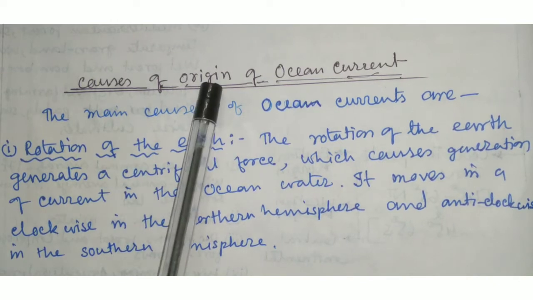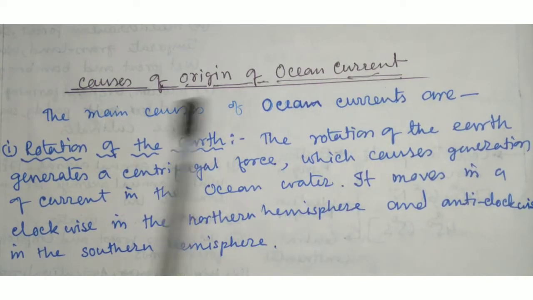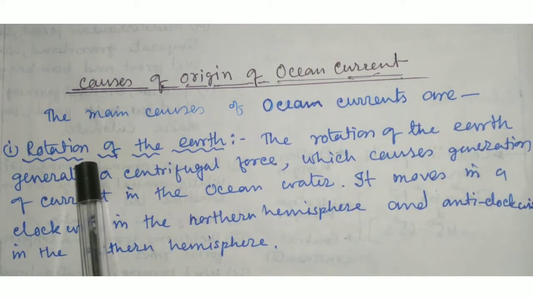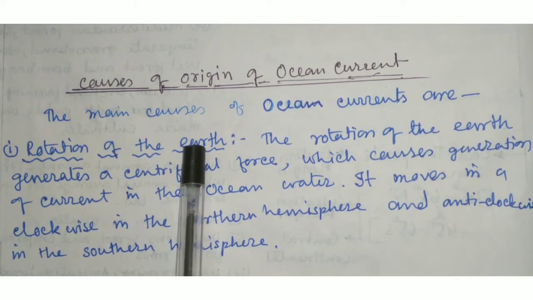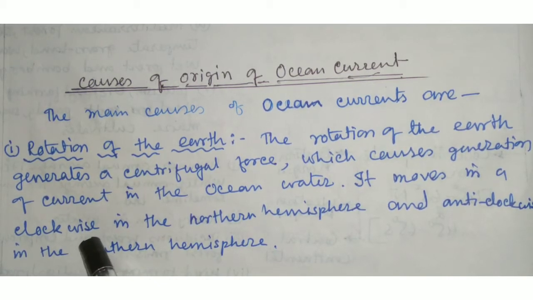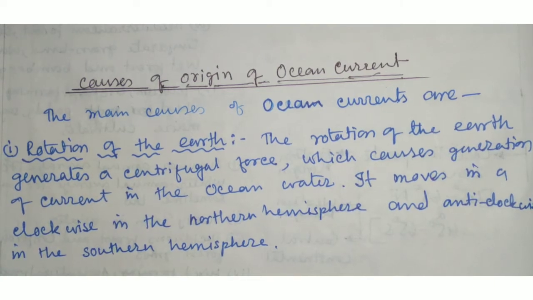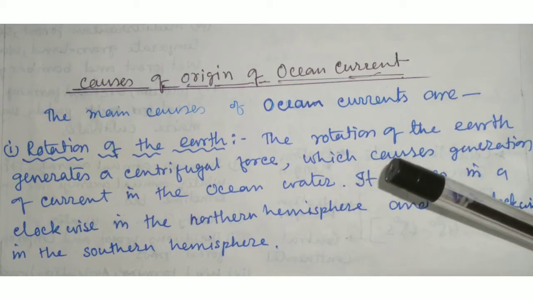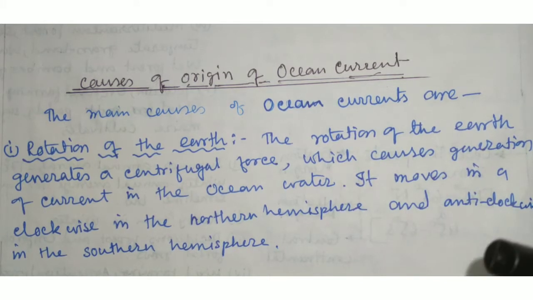Causes of origin of ocean currents. The main causes of ocean currents are rotation of the earth, prevailing winds, temperature and salinity of ocean water, centrifugal force, shape of coast, seasonal variation, and density of ocean water. And another point is melting of ice.